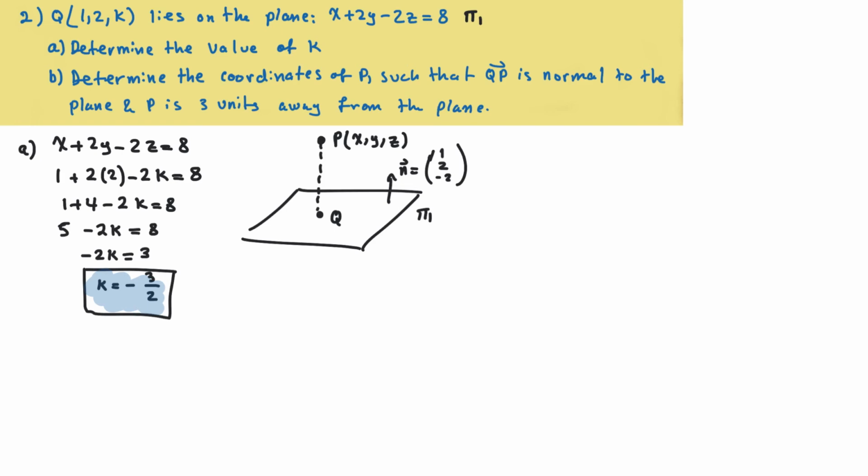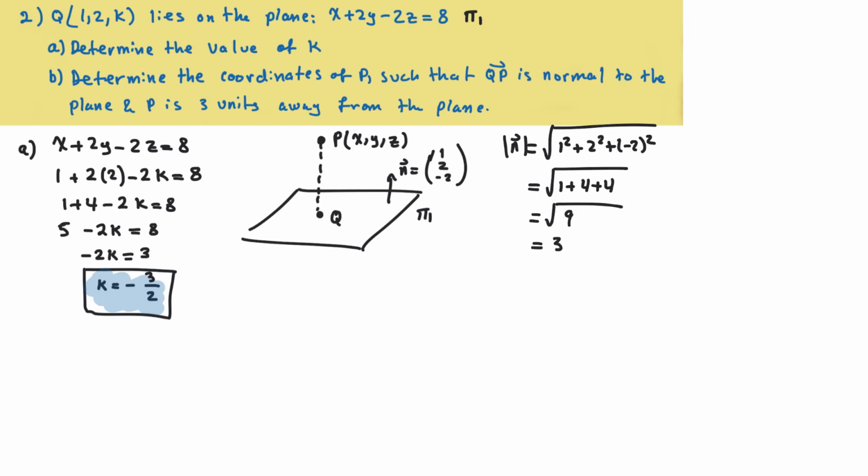So let's find the magnitude of vector n first. The magnitude is going to be the square root of its x component squared plus y component squared plus the z component squared. And that's going to be the root of 1 plus 4 plus 4. 4 plus 4 is 8, and that's 9. Oh, and that will give us a nice round value of 3.